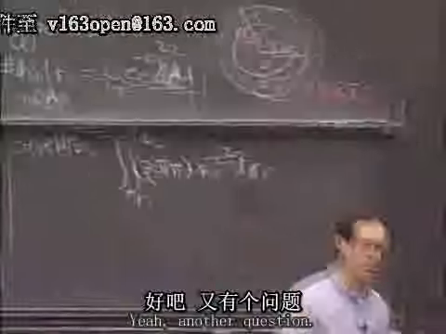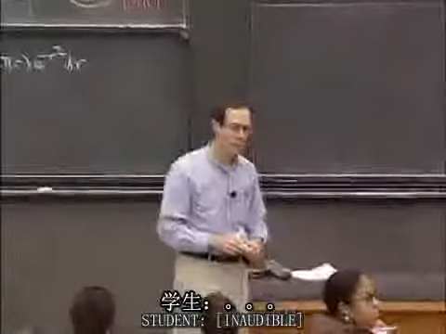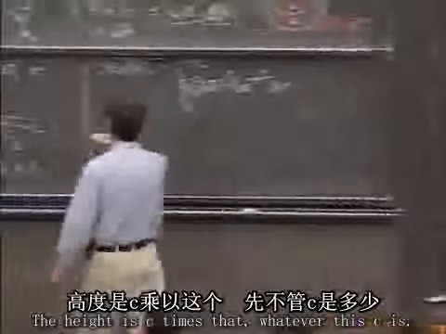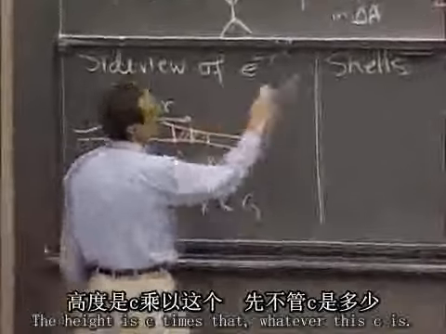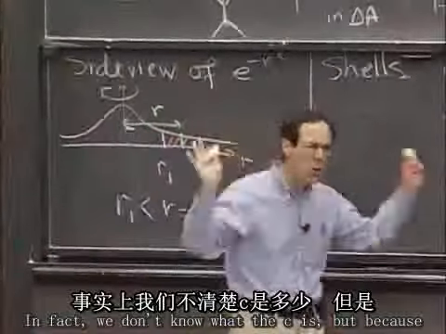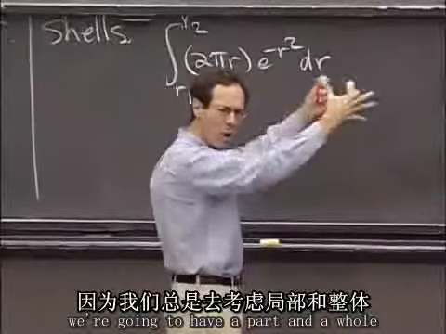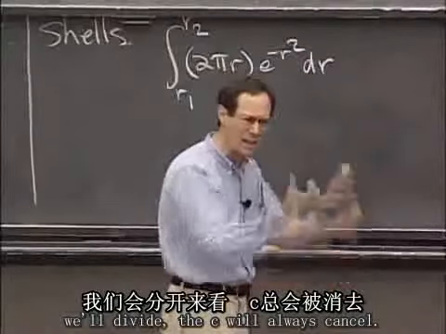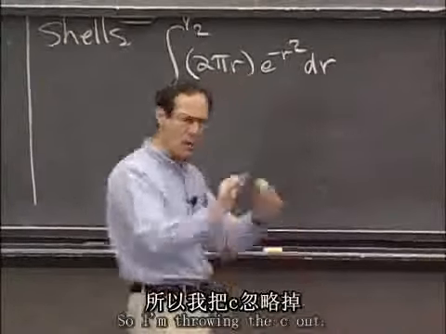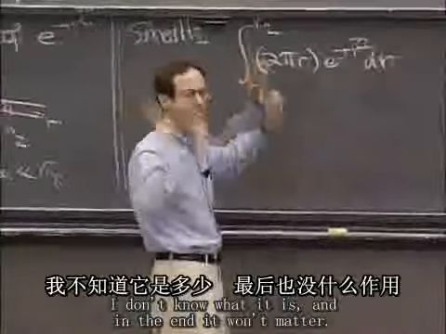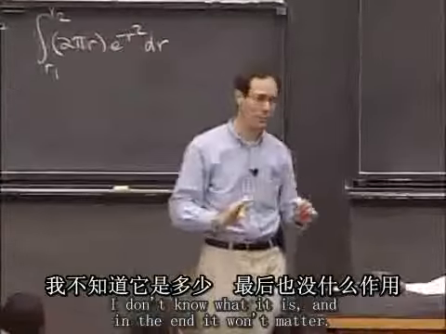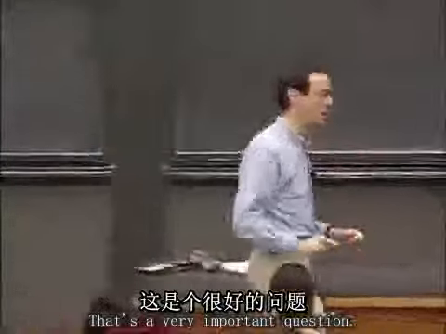Yeah, another question. Yeah, exactly. The height is c times that, whatever this c is. In fact, we don't know what the c is, but because we're going to have a part and a whole, we'll divide. The c will always cancel. So I'm throwing the c out. I don't know what it is, and in the end, it won't matter. All right? That's a very important question. Yes?